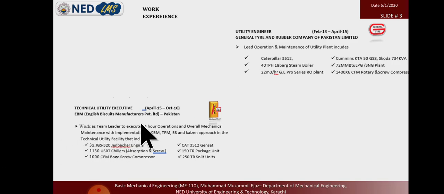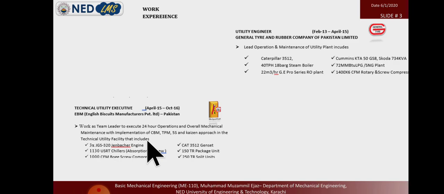Similarly, I then switched to English Biscuit Private Limited as a utility executive. They have more or less the same facility as General Tire, with the addition that it is a completely air conditioned facility, centrally air conditioned. So they have a big HVAC plant. I look after the whole operation and maintenance of the HVAC plants and power generation. That includes 1,000 ton of chilling, 1,000 ton of chilling, a 500 ton chiller, and the remaining 200 and 100 ton chillers.